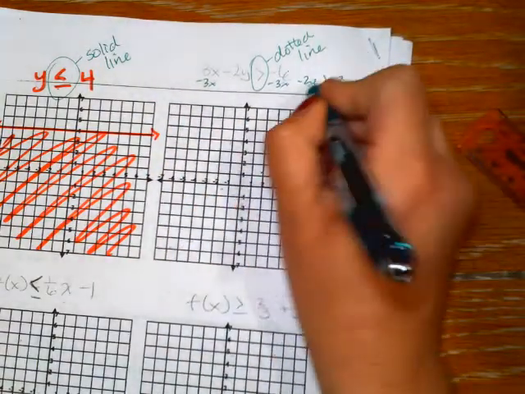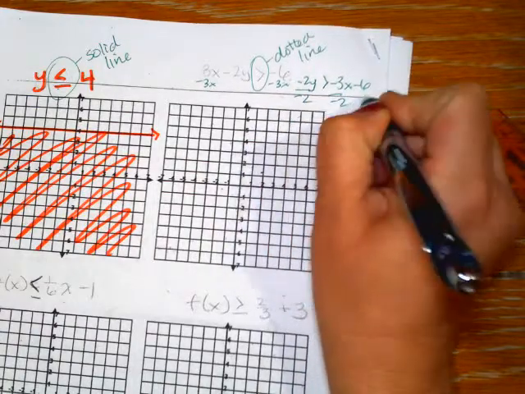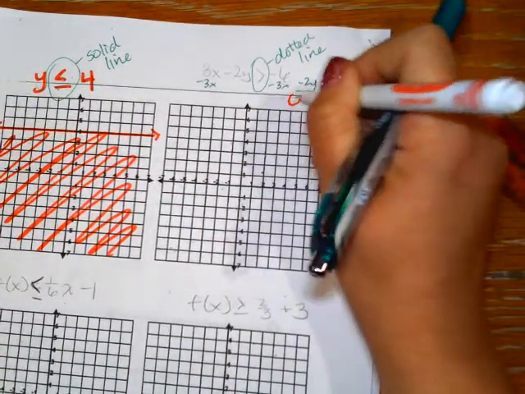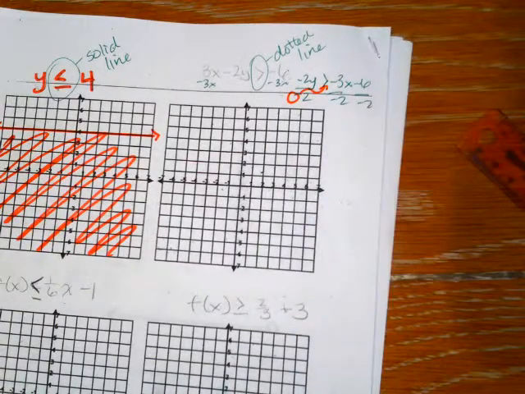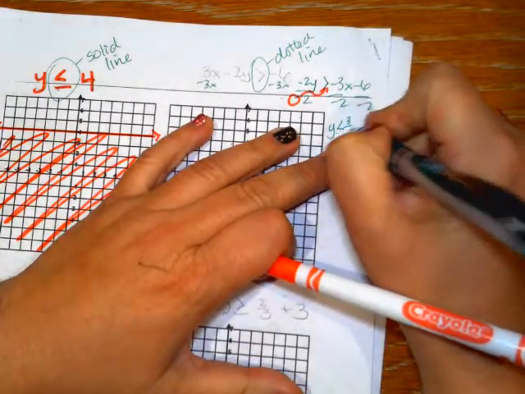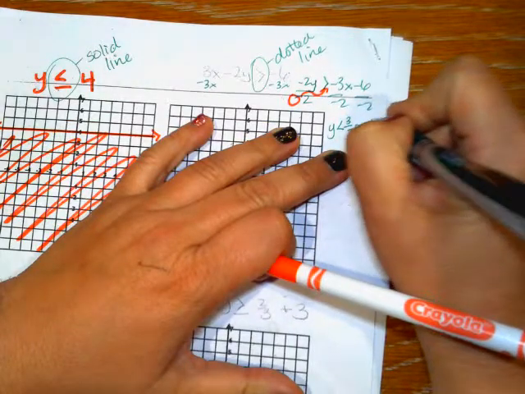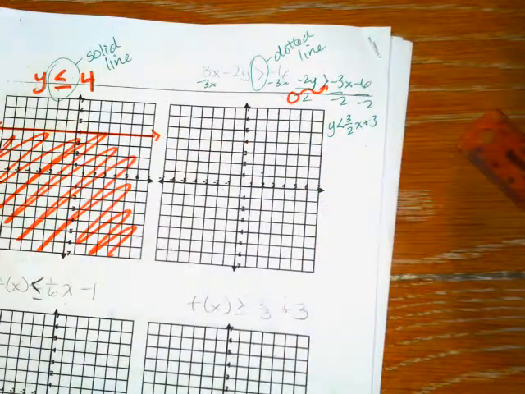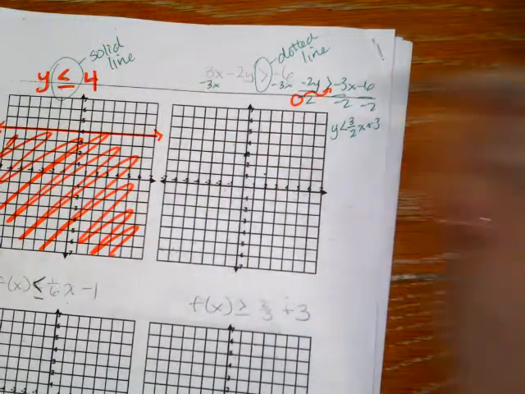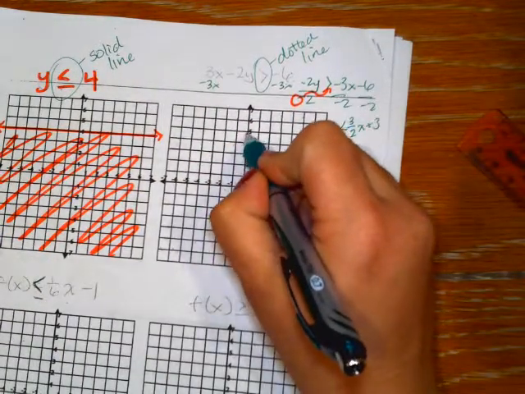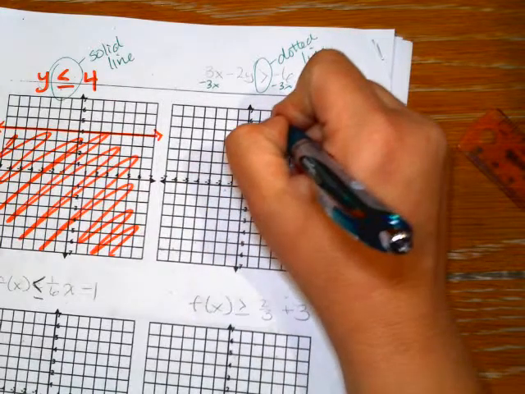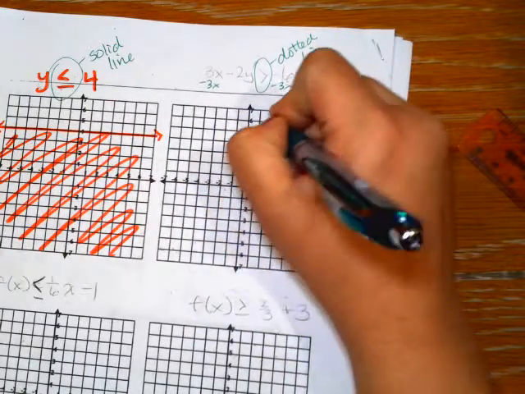Okay, I'm going to divide everything by negative 2. Careful here, I'm dividing by a negative, so I need to change the direction of my sign. This is going to give me y is less than 3/2x plus 3. Okay, so when I graph this, I'm going to start at 3, and I'm going up 3, 1, 2, 3, over 2, 1, 2.